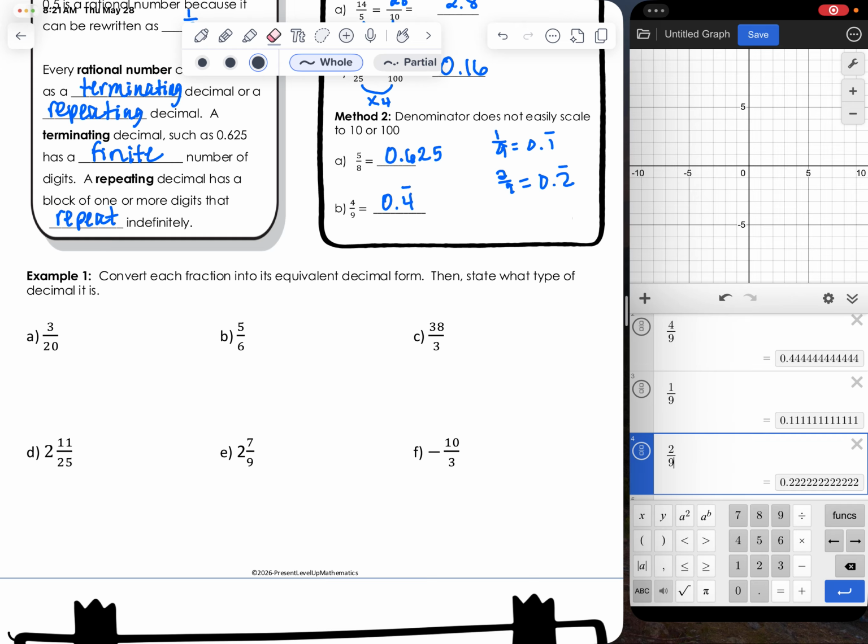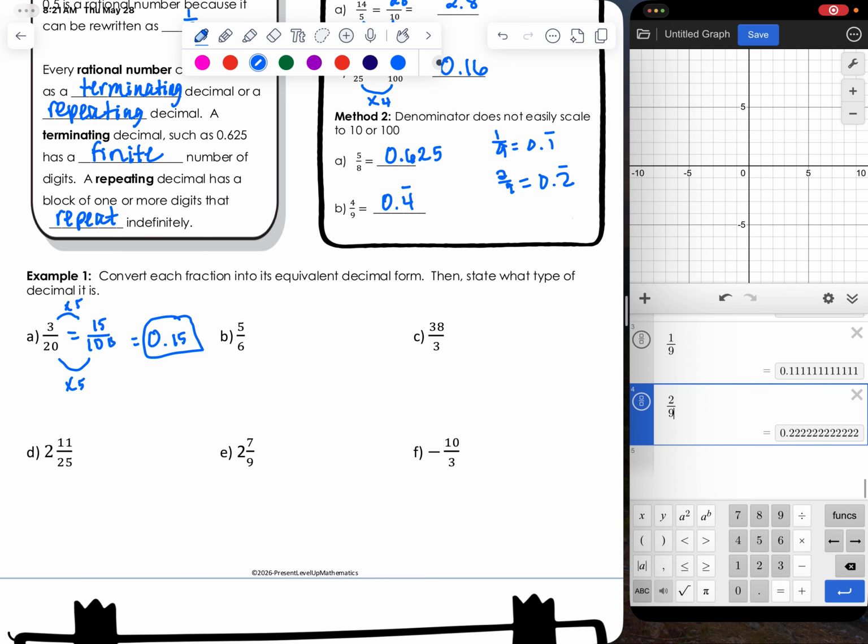So let's talk about 3/20ths. Now, 3/20ths I can do pretty easily without a calculator because 20 will scale to 100 pretty easily if I multiply it by 5. So if I multiply the numerator by 5, I get 15. So 15 100ths would be equivalent to 0.15. That's 15 100ths.